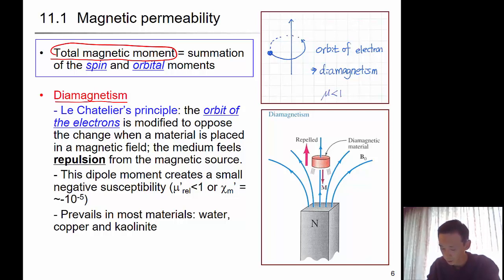So when there's an external magnetic field like this, then the material, because of the orbit of the electrons, acts against the magnetic field. So it feels the repellent. It means that this material is magnetized in this direction. Here is the N, and this will be the S pole. So because of the repulsion, in terms of the magnetic induction vector, it will be opposite to the external field. The M will be opposite to the B naught here. So the psi value will be negative, and this kind of diamagnetism prevails in most materials: water, copper, kaolinite.